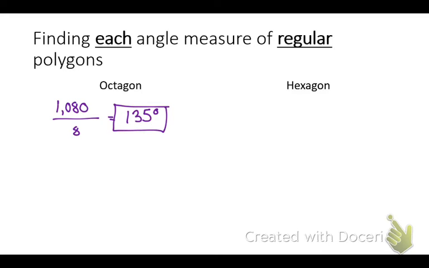Okay. All right, what about the hexagon? Destiny, what's the sum? 720. Yes, divided by 6 is 120 degrees. All right, so that's how you find each. You take the sum and you divide by the number of angles. All right, and that's going to wrap up our review for today, I think.